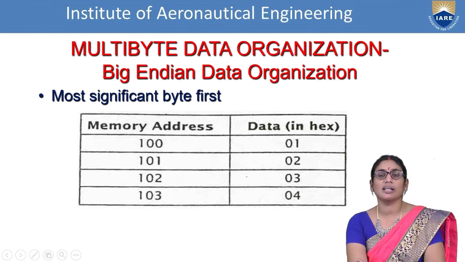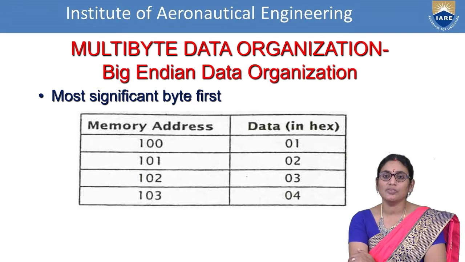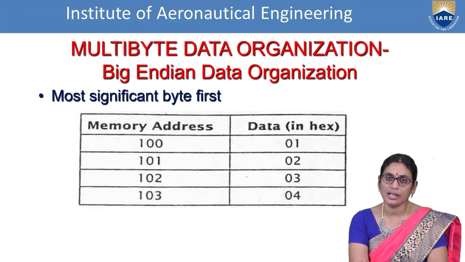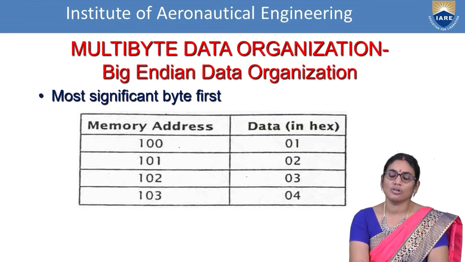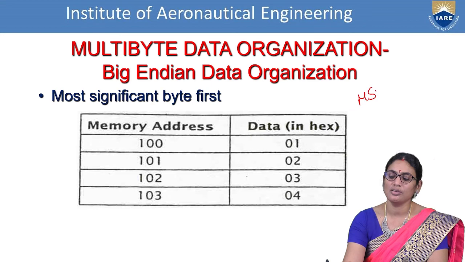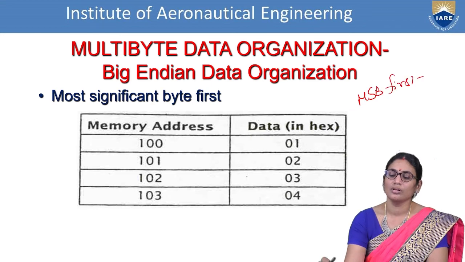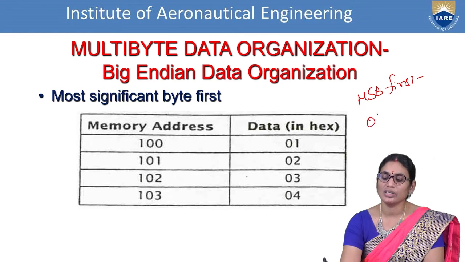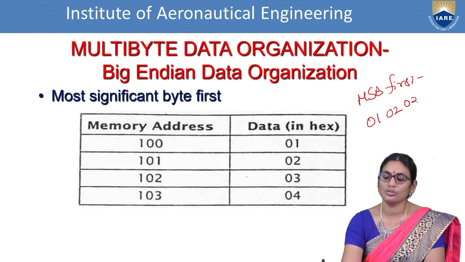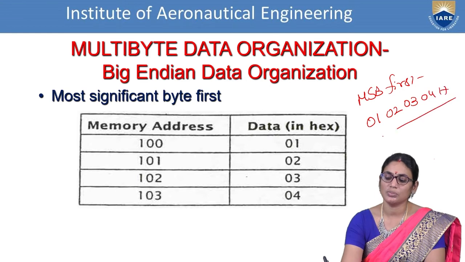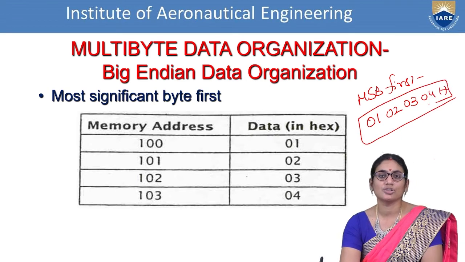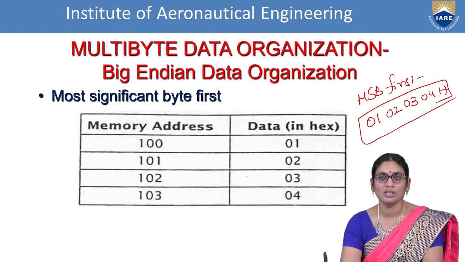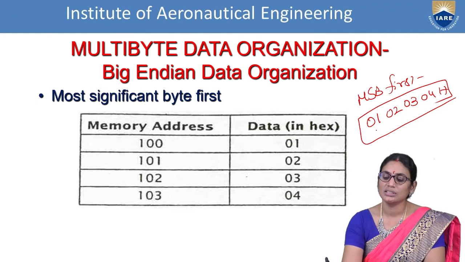When you want to represent the data in the form of a sequence, which one should execute first and which one should come next is decided by the multi-byte data organization. In this particular organization, we'll be using MSB first. What is the meaning of this? Here we are considering the data as bytes. That means 01, 02, 03, 04H, which is multi-byte information. Now I have to store this. So how can it be stored? We'll be synchronizing them into MSB format.